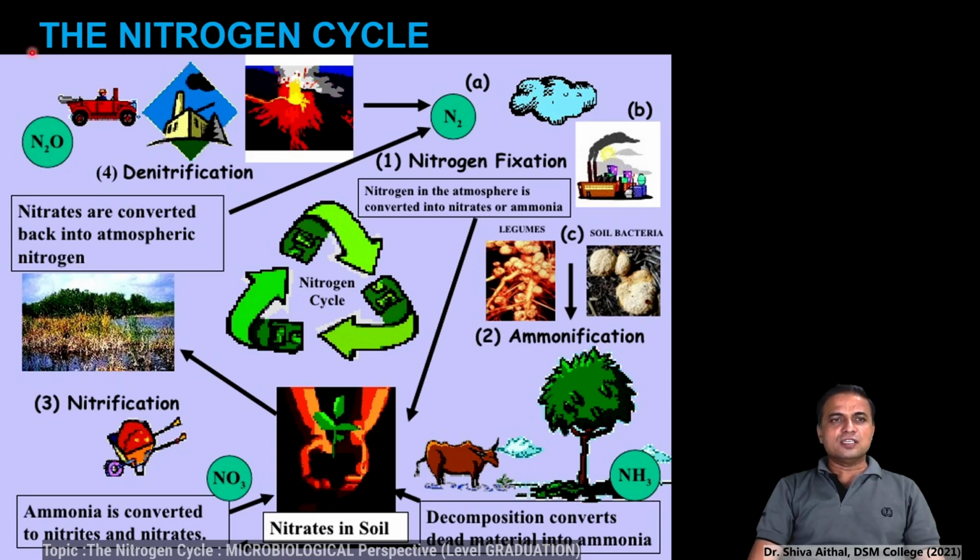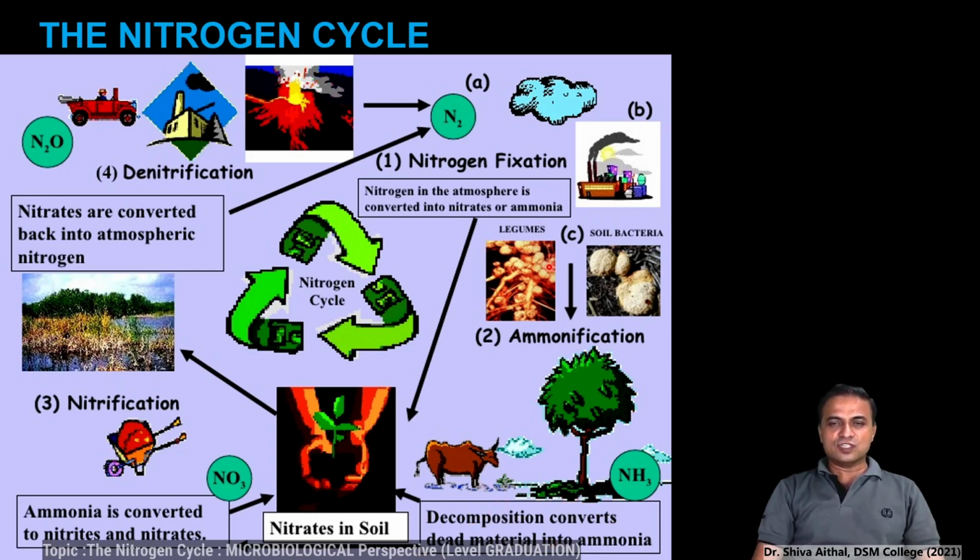So in general, this is an overview of the nitrogen cycle. As you can see, the first stage here is nitrogen fixation. Nitrogen in the atmosphere is converted to nitrites or ammonia. The second stage, as I said, is a perspective, you can keep it as second, fourth, wherever, it is a part of the cycle. Ammonification, where the legumes and the soil bacteria fix it. Decomposition, that is ammonification, converts the dead material into ammonia.